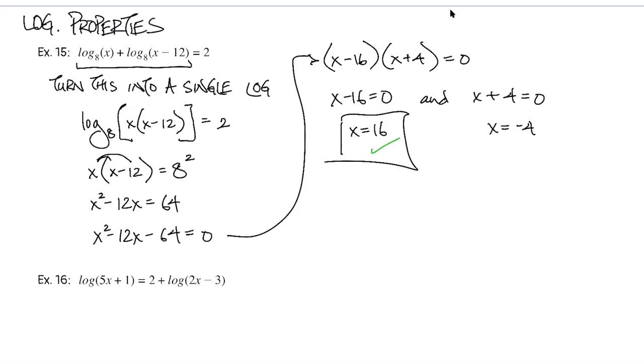But what happens when I plug in that negative 4? I can almost see it right off the bat. I plug in a negative 4 there, I'm going to get log of a negative number. So if that happens, I want you to cross that out and write domain error. Same message you would get from your calculator, okay? That x equals negative 4 is not a solution, but x equals 16 is, okay?